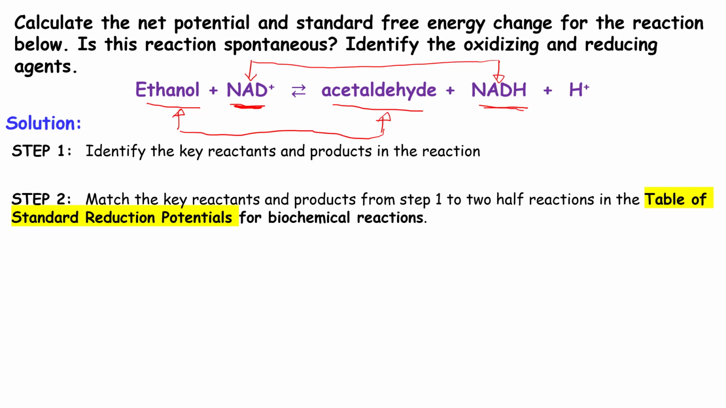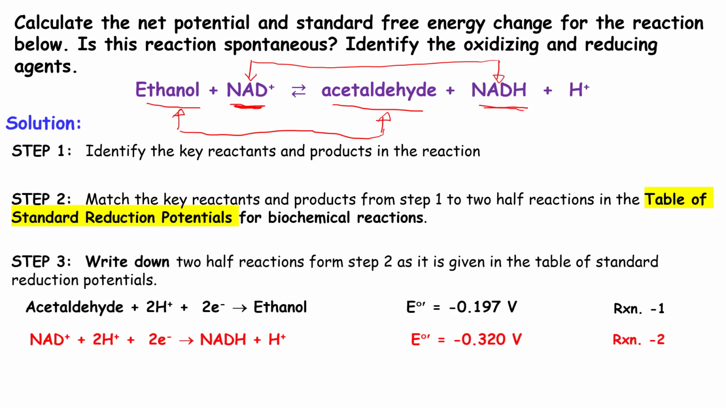Once you find those 2 reactions, just pick them out from the table and write them down. When I looked it up in the table, I found this acetaldehyde reaction, which says acetaldehyde plus 2H plus plus 2 electrons going to ethanol, and I also wrote down the standard reduction potential for the reaction. Also please pay attention here. Here I'm saying this as E naught prime. If you watch my previous videos, you will see that whenever you see this E naught prime, the prime symbol tells you that these are for biochemical reactions.